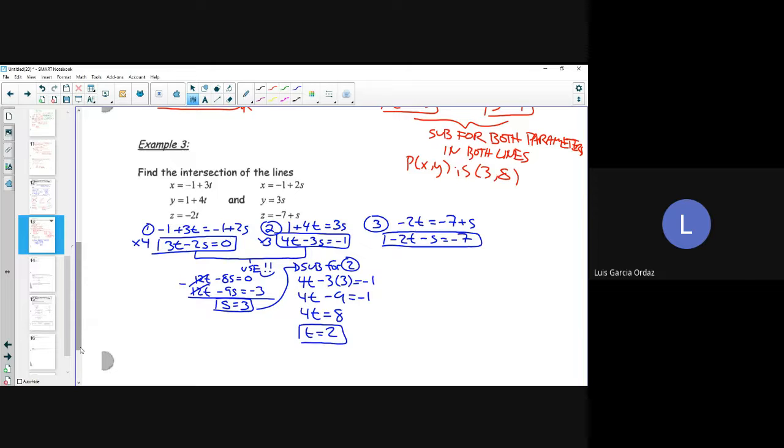So now I have to sub in S is equal to 3 and T is equal to 2. So I have negative 2T is equal to negative 7 plus S. I know my T is equal to 2, so negative 2 times 2. So all I'm doing is checking my left side is equal to right side. And then I know my S is going to be 3. So negative 7 plus 3, so I get negative 4 is equal to negative 4, which means that this satisfies the third equation.